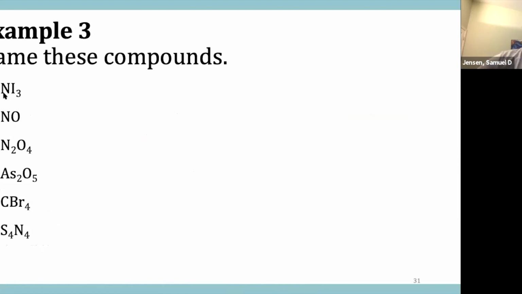So the first element keeps its name. We don't use mono if there's only one of them. The second element has an IDE ending, and we have a prefix that tells how many of them there are. So nitrogen, tri, 3, iodide. Now, it's okay for the double vowels here. Generally, we don't use, it's not wrong, okay? So if you did monooxide, it's not wrong, but by convention, we drop some of the double vowels just for how they sound. So it becomes monoxide, not monooxide, okay? So again, it's not wrong if you put the mono with the double vowels, it's fine.